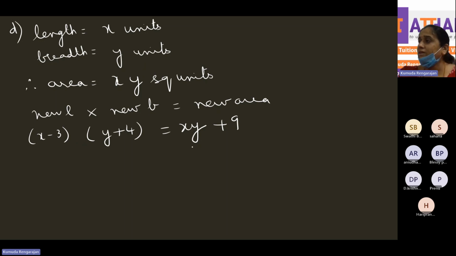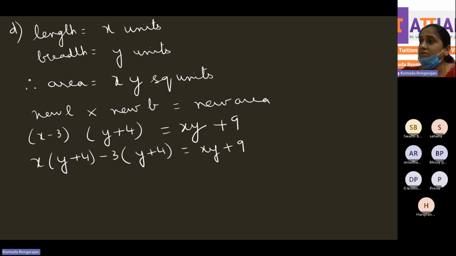And how will you find the new area? New length into new breadth. What's the new length? Original length minus 3. New breadth, original breadth plus 4. Multiply and it is equal to the new area. Now, X minus 3 into Y plus 4, 8th standard. How do you multiply this? X minus 3 into Y plus 4 is equal to XY plus 9. Correct? This is correct, children.